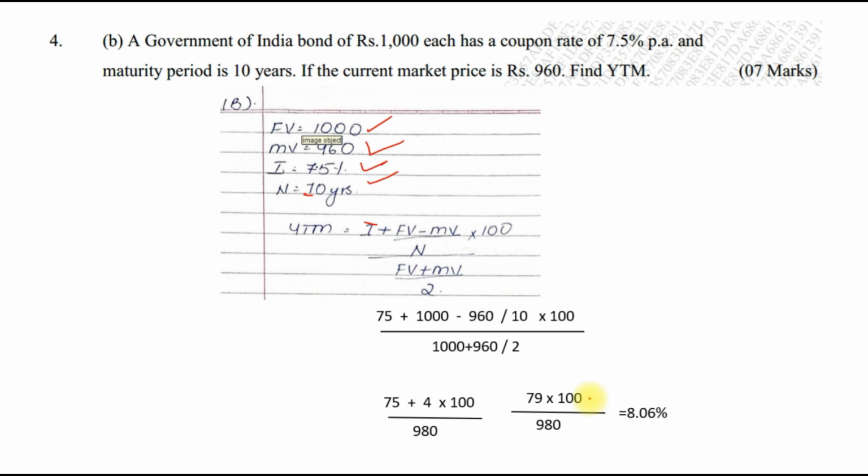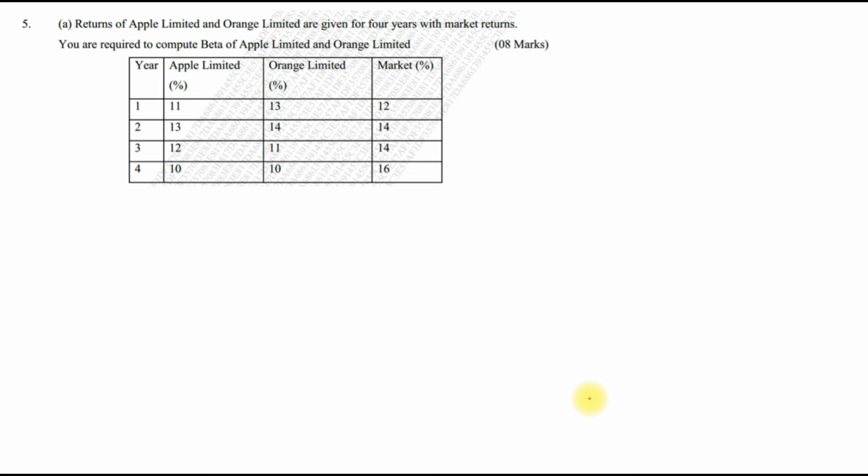And now one last question which was there in this paper. The returns of Apple Limited and Orange Limited are given for 4 years with market return. You are required to compute the beta of Apple Limited and Orange Limited. So they are asking us to find the beta. Now remember, beta is always the return compared with the market return.